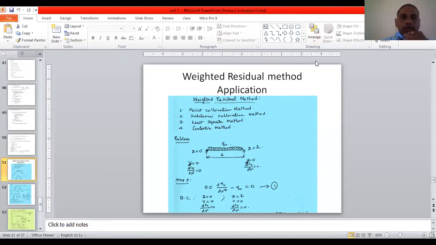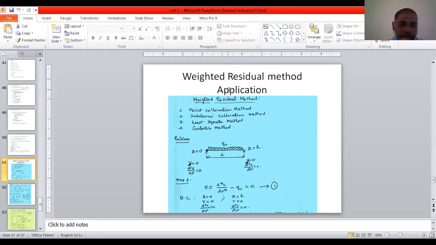Welcome back to the series of lectures on finite element analysis. In this one, we're going to see one of the variational methods, called the weighted residual method, to solve any kind of differential equations. We are going to see it through an application-oriented problem, so we are going to solve one solid mechanics problem.